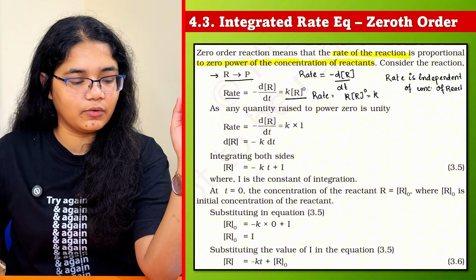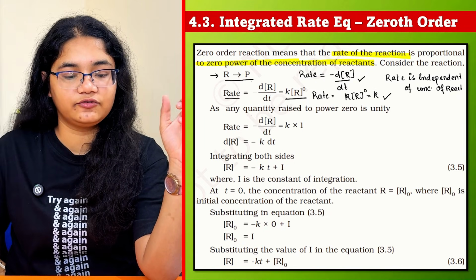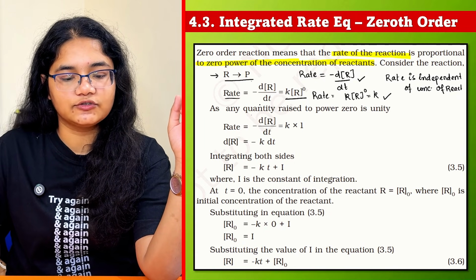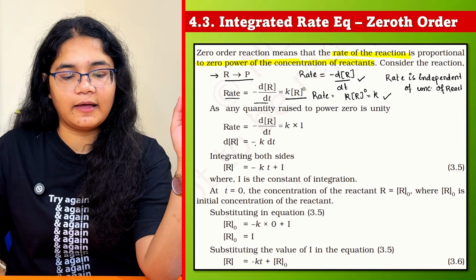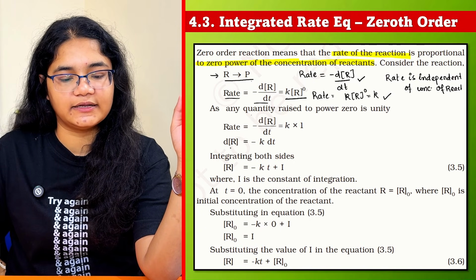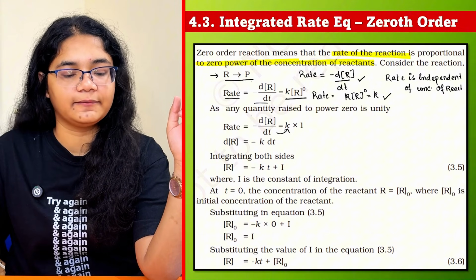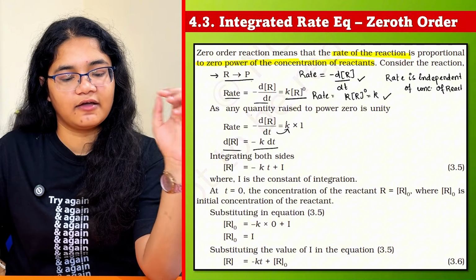So you can now equate these two equations, minus dR by dt and k. What I will get is minus dR by dt is equal to k. Now you can just integrate this. So rate is equal to minus dR by dt, just multiply this dt on this side. So what I'll get, dR is equal to minus k dt, I have brought the negative sign to this side.